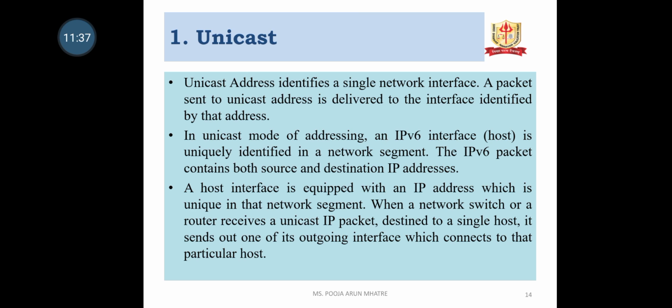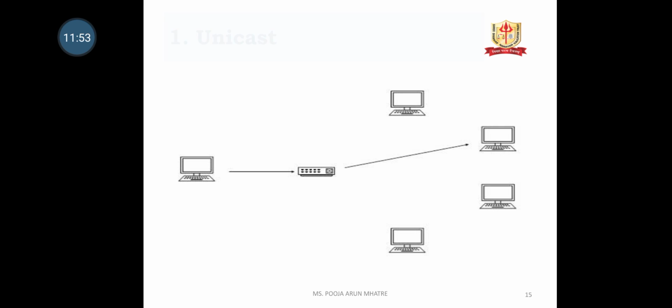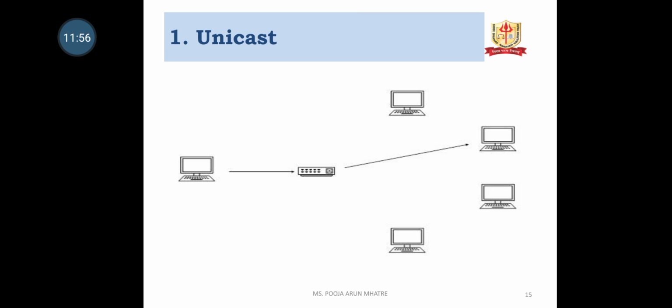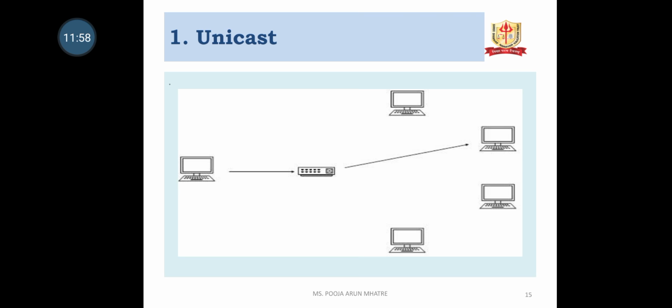When a network switch or a router receives a unicast IP packet destined to a single host, it sends it out on the outgoing interface which connects to that particular host. Figure showing the unicast IP address.